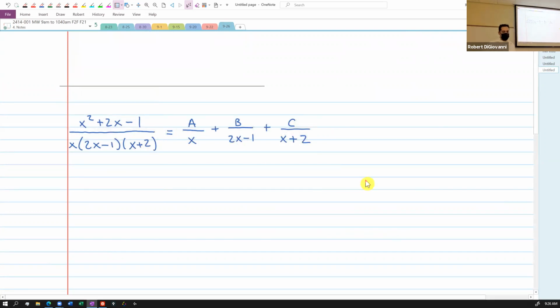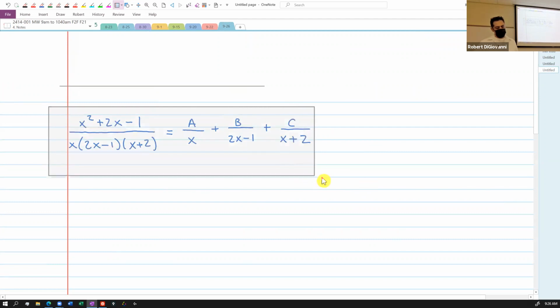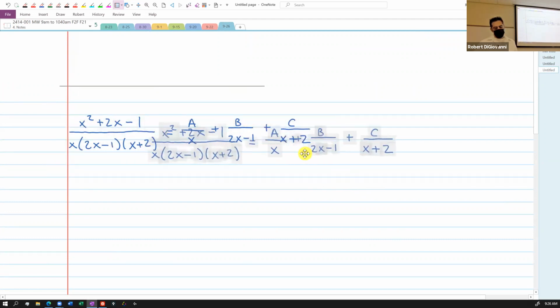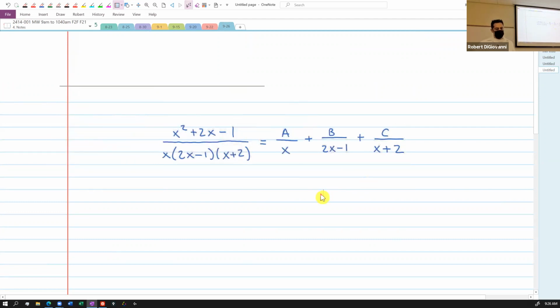So what is the next step for this? Yep, you're going to clear the fractions. So you're going to multiply everything, both sides of the equation, by that. Okay, so we're going to multiply both sides by that. So let's do that. The left side by this, and then everything on the right will be hit with this also.